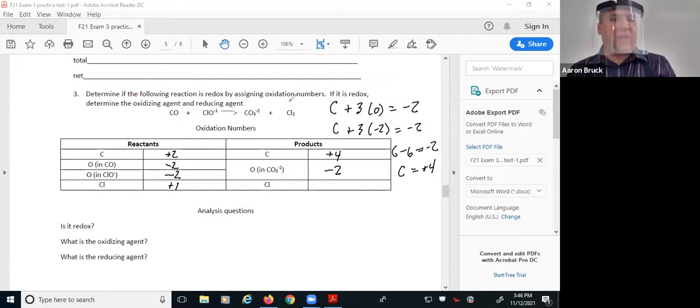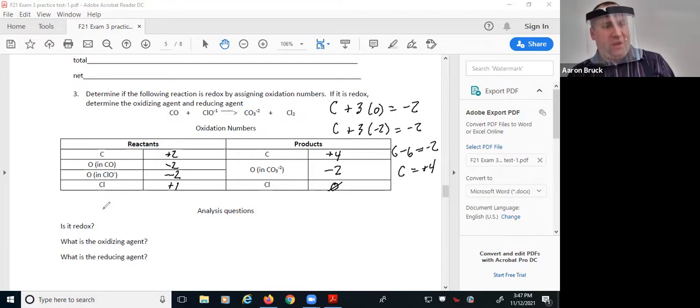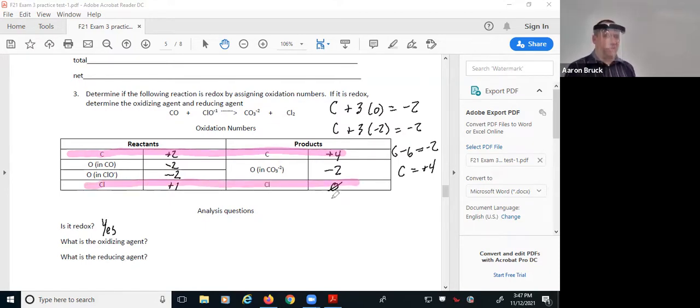And now I've got chlorine here in a neutral molecule. So it has no charge. It's neutral itself. So on the easiest question on the test, the answer is yes. But now we have a good reason for it. We can look and see, okay, my carbon has changed in value, and my chlorine has changed in value.